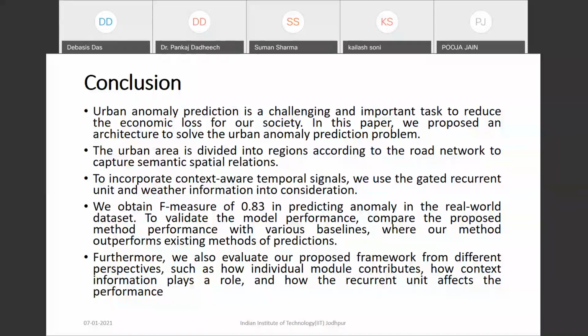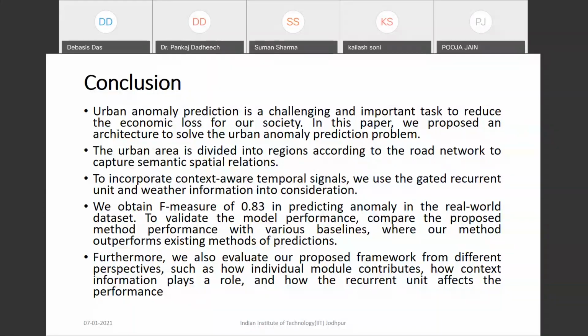Okay, and then the urban area is the main concept here. We divided the urban area into regions according to the road network to capture the semantic spatial relationship. Because in any real-life problem we have two types of information: one is spatial information, the second is temporal, time-related consideration.